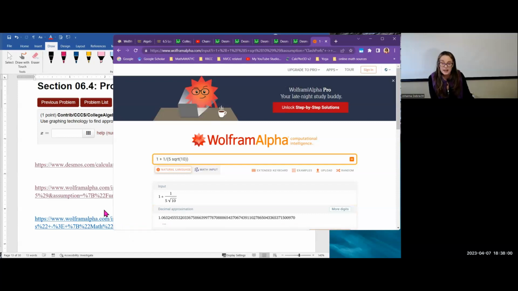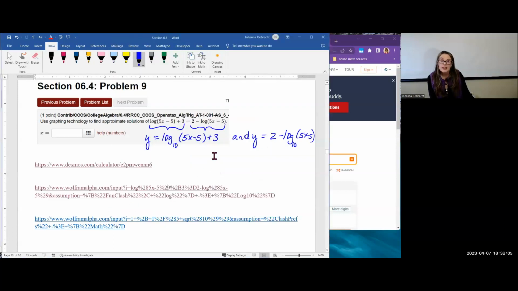So there are different ways of producing the solutions to these equations. Now, again, we're going to learn a better way of doing this later on when we use algebra to solve these kinds of equations. In our next video, we'll be starting with some of the properties of logarithms and starting to resolve some of these problems algebraically.